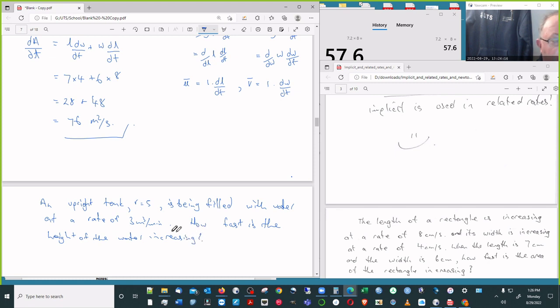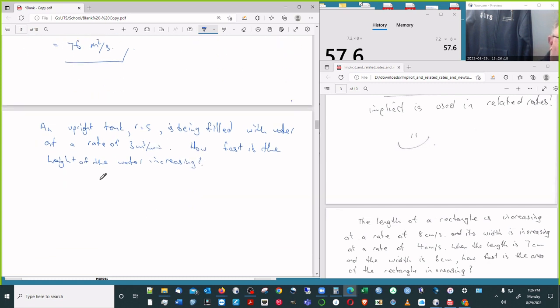Okay, so how fast is the height of the water increasing? So the tank, we'll assume, has a radius, and it's got a height.